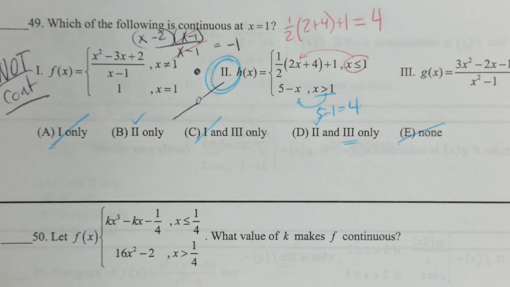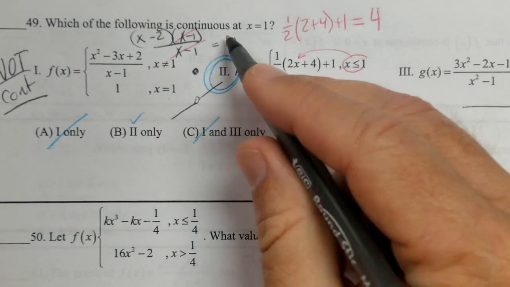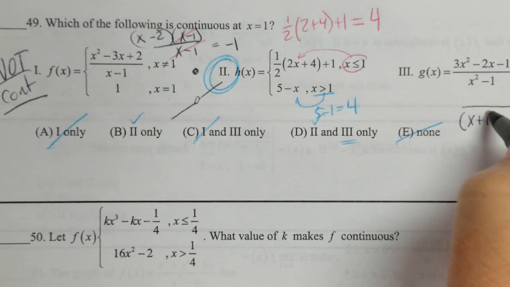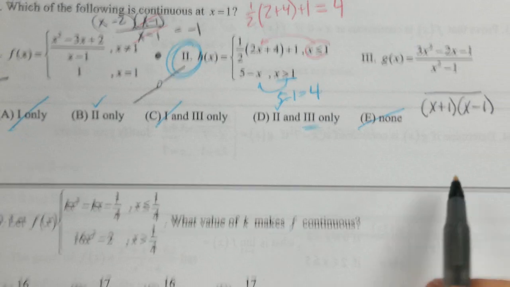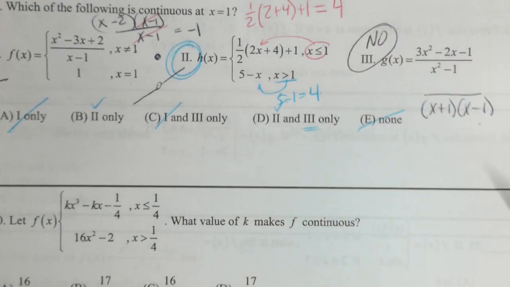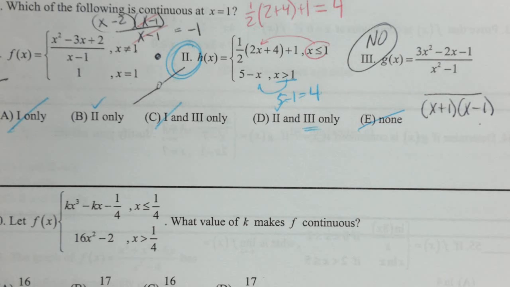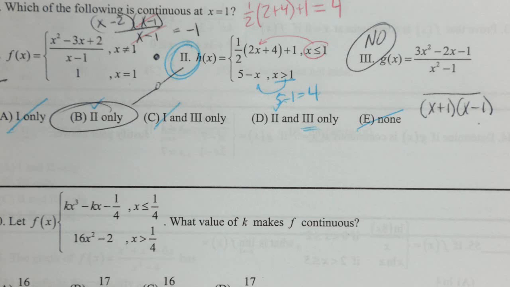That looks like another one. If it's just about continuity, I don't even have to factor the top. Right? This thing is not continuous at x equals 1. And kind of like that last problem, I don't know what's happening at 1 until I factor the top and see if it cancels or not, but it doesn't matter for this question. It's not continuous at 1. So 2 only was the only continuous one.